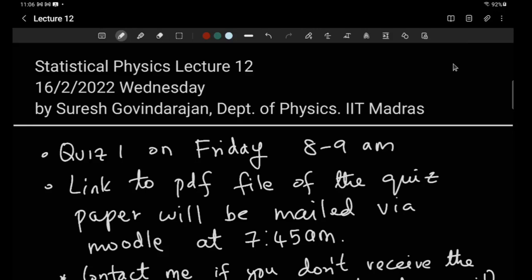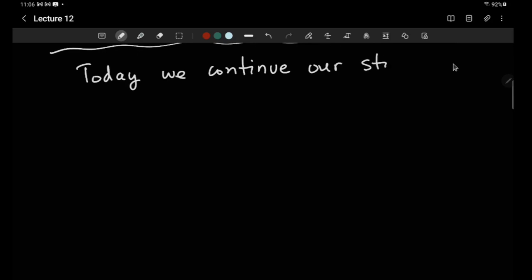Okay, so good morning. This is lecture 12 for our course, and so today, in the next few lectures, we continue our study into magnetic properties of matter.